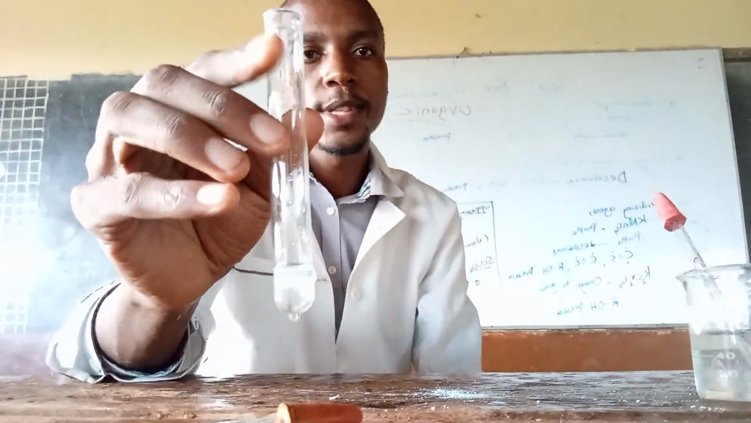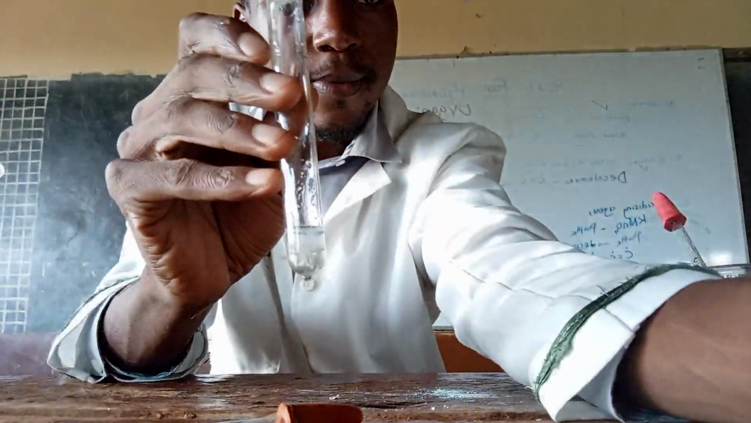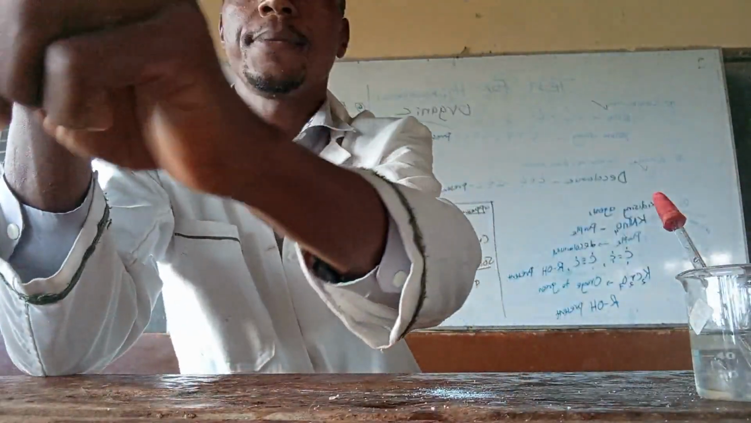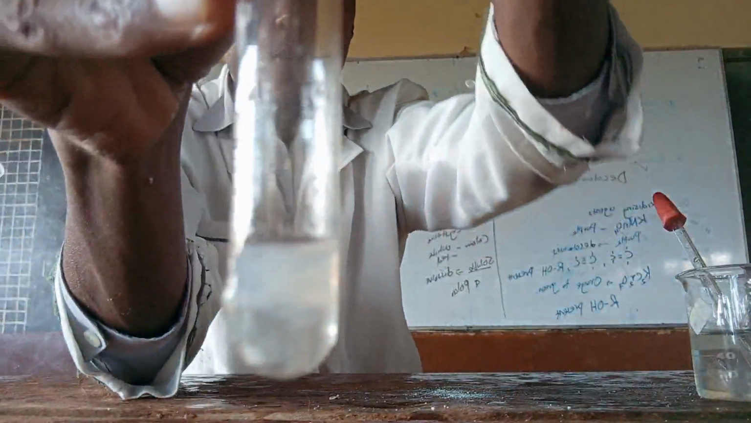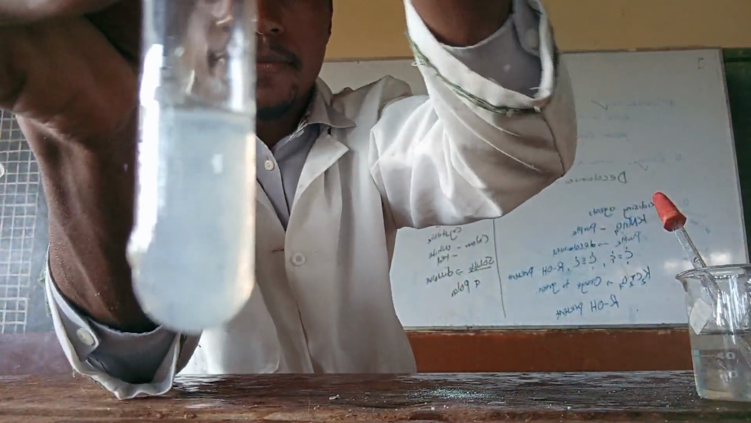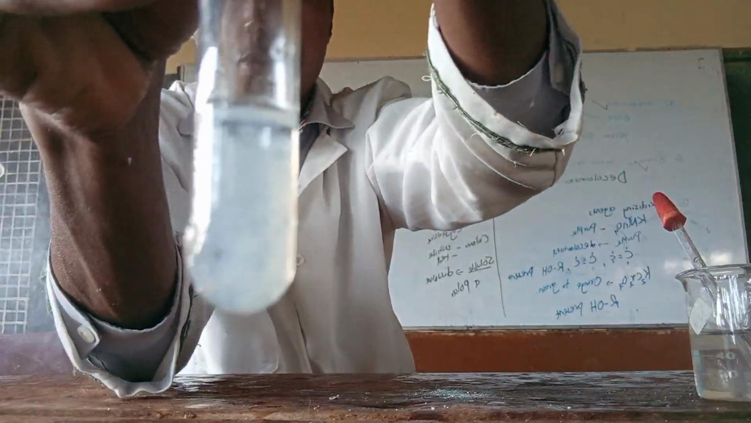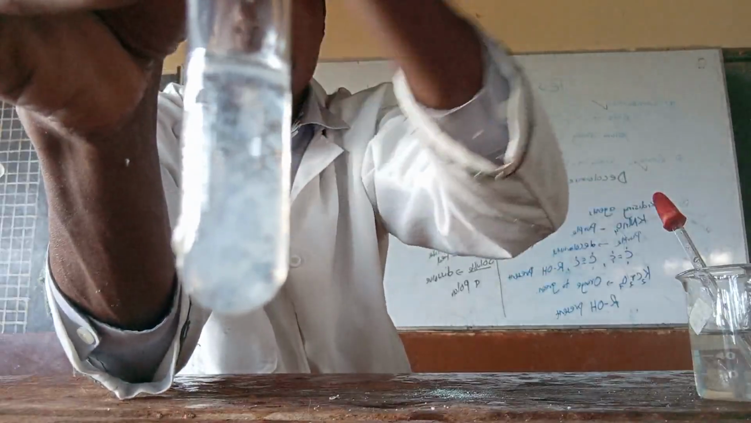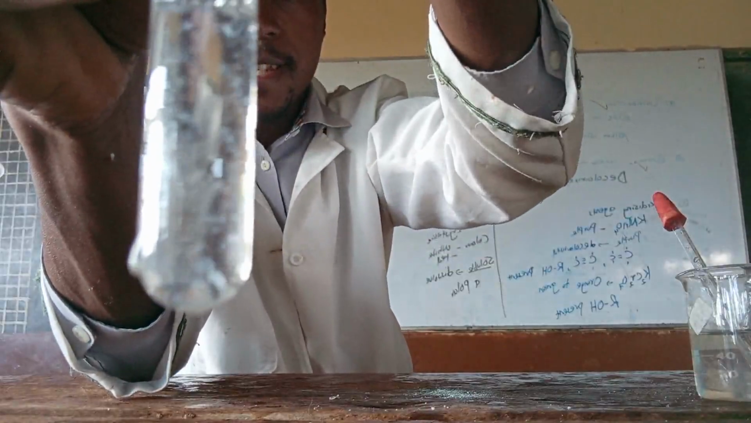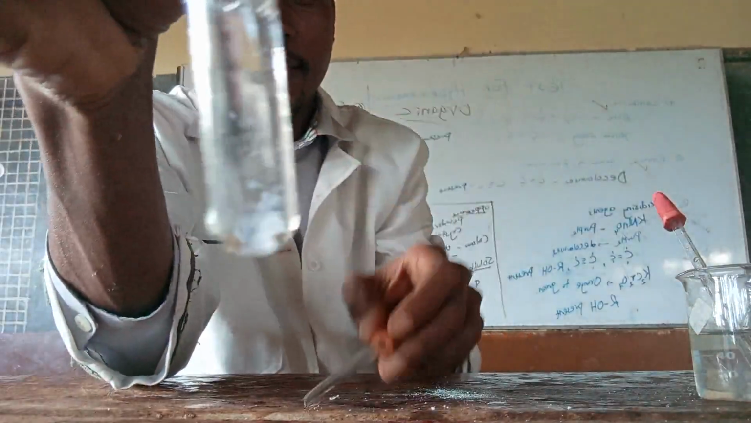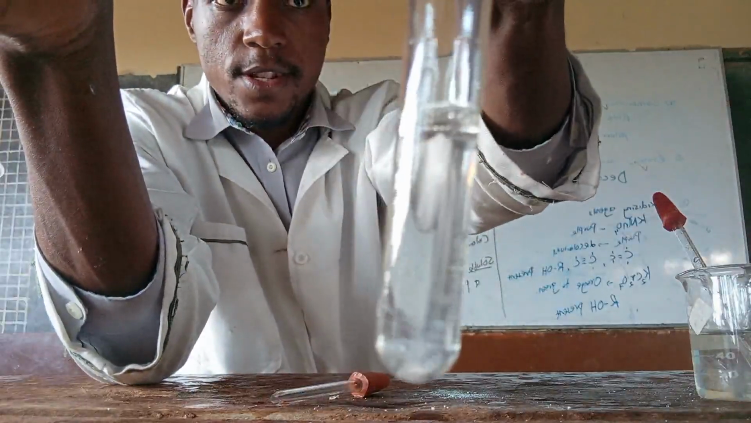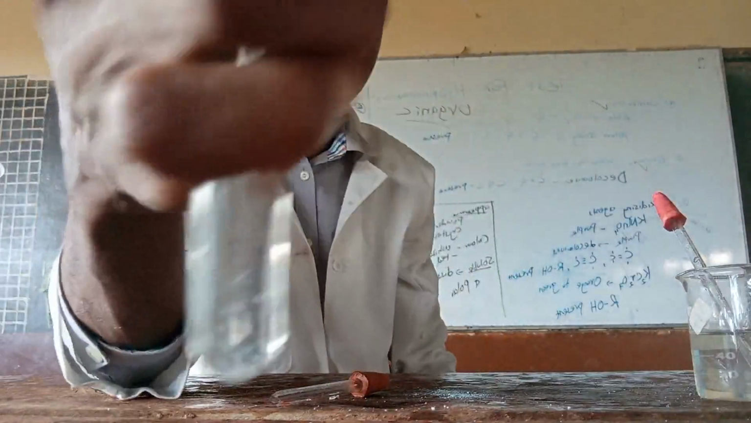So, what does this tell you? What about if I add in excess? Let's see. So adding in excess, white, still white, still. Oh, look, the white is disappearing. Look at this. The solution turns colorless. The solution becomes colorless.